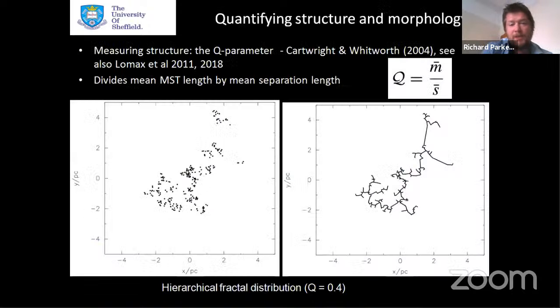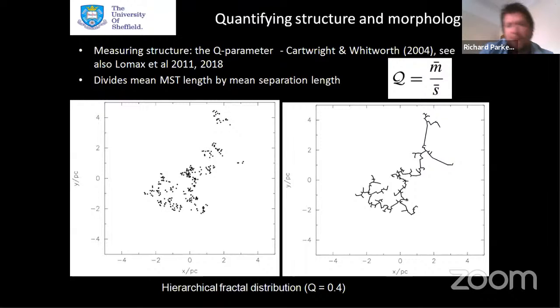So what we can do with these simulations is quantify the evolution of the spatial structure and the spatial distribution of the stars. There's different ways of doing this. The way we do it is using this thing called the Q parameter. The Q parameter basically constructs a minimum spanning tree. This is a graph between a set of points that joins all the points via the shortest possible total path length, where there are no closed loops.